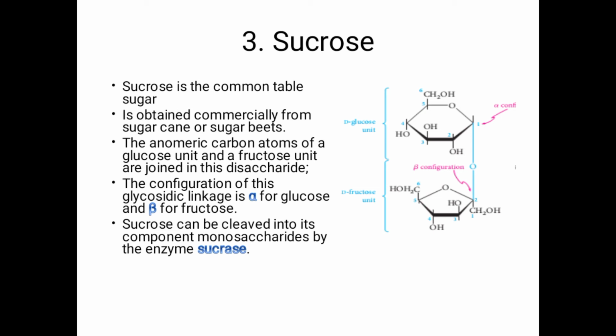Sucrose can be cleaved into its component monosaccharides by the enzyme sucrase. So it is hydrolyzed to give glucose and fructose by the enzyme invertase. It does not exist free in the body but occurs in cane sugar, pineapple, roots, etc. So these are examples of sucrose sugar.